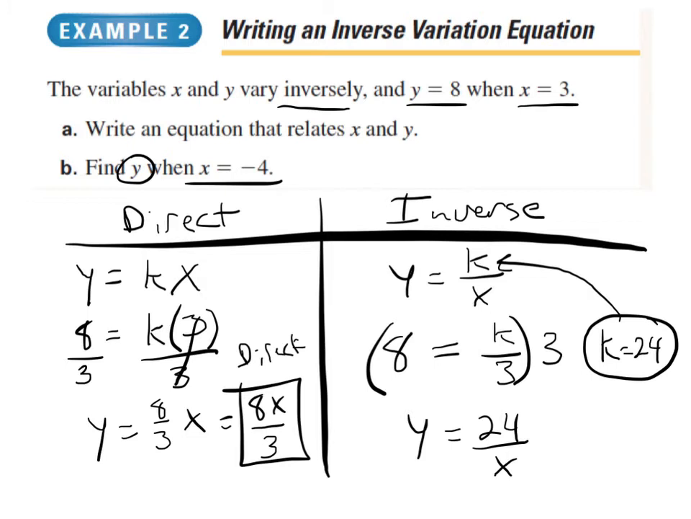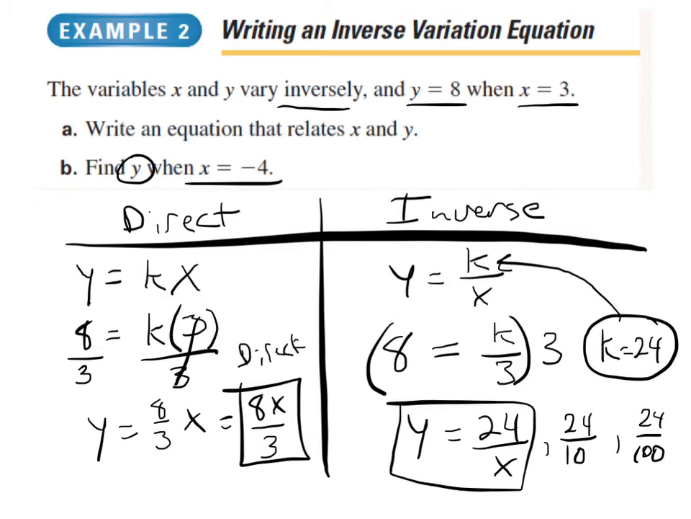So then I know that, let's say I get, I don't know, x equals 10. Well, then y equals 2.4. But if you tried, I don't know, 100, 24 over 100 makes it 0.24, which is a lot smaller than 2.4. So you can see as x gets bigger and bigger, then y gets smaller and smaller. Alright, so y equals 24 over x is our inverse relation.